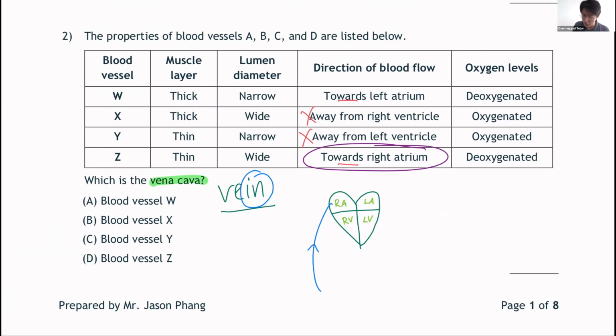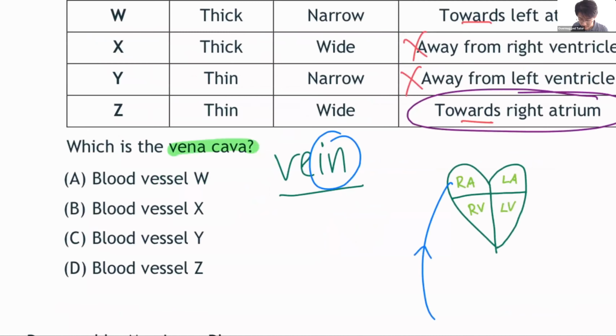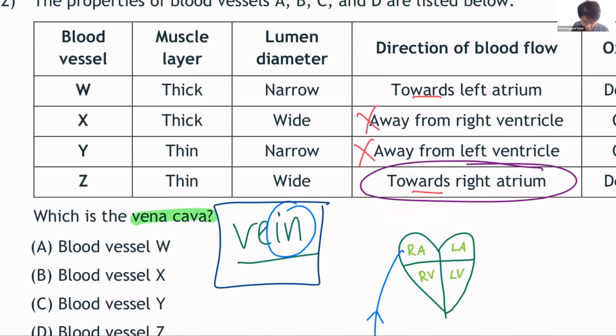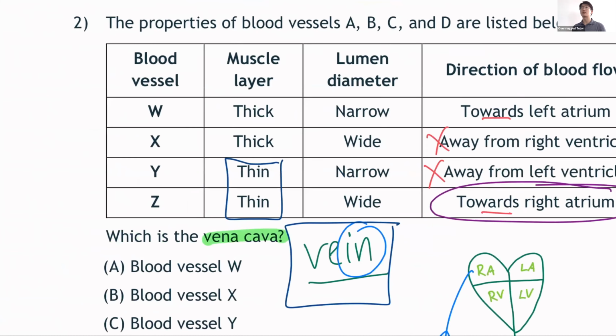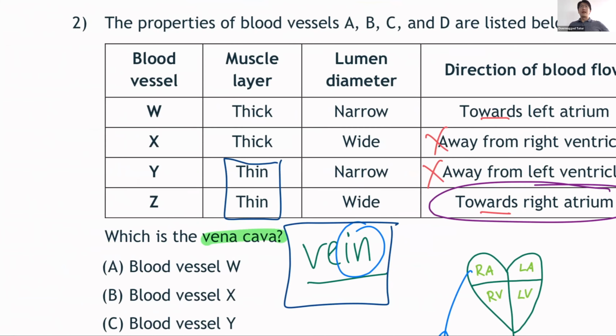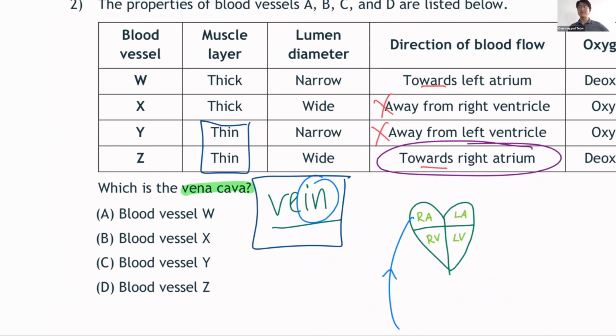Another way to look at it is also important for us to know that if it's a vein, it must have thinner walls. Can we recall why veins have thinner walls? Why do veins have thinner walls? Sophia, you have an answer for this. The others, I always make a comparison between vein and artery, that's it. So your answer is absolutely correct.